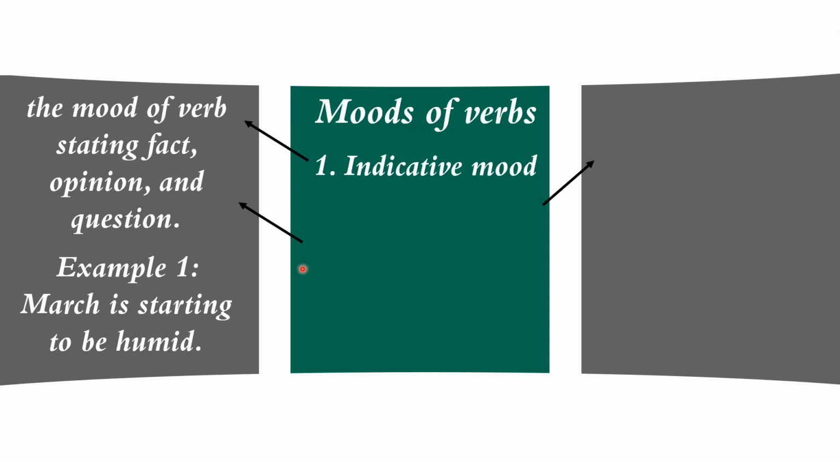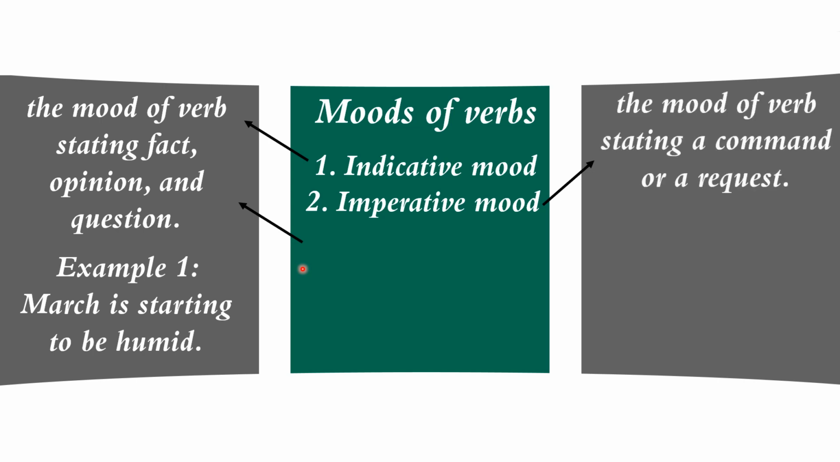The next mood is the imperative mood, which is the mood of verb stating a command or a request. This is easy to spot because these sentences state a command or a request. The next one is a representation of a command, which says "Leave." That is a one-word sentence, the same as run, walk, sit, and other words that can be a sentence on their own.